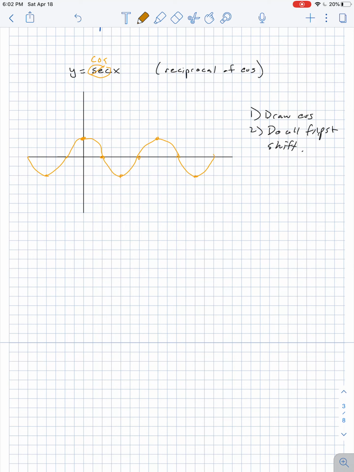Once you're done and it's where it's supposed to be, to get secant back, what you do is you draw asymptotes through the points that I call the midpoints. They're the points that the x-axis is going through. And there's asymptotes through all of those. And then the way secant looks is it's parabolas that bounce off the top and the bottom of your cosine graph.